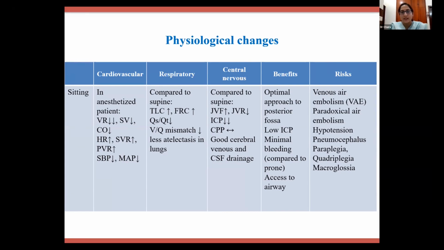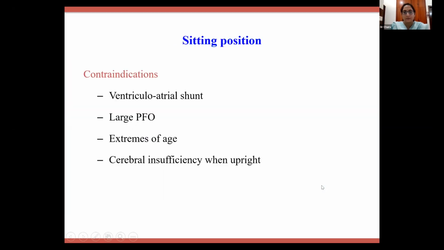In the respiratory system, the total lung capacity increases, the V by Q mismatch decreases, and there is less atelectasis in the lungs. So the benefits are it has low ICP, minimal bleeding compared to the prone position, and better access to the airway. However, the risks involved in the sitting position are venous air embolism, paradoxical embolism, development of hypotension, pneumocephalus, paraplegia, quadriplegia, and macroglossia.